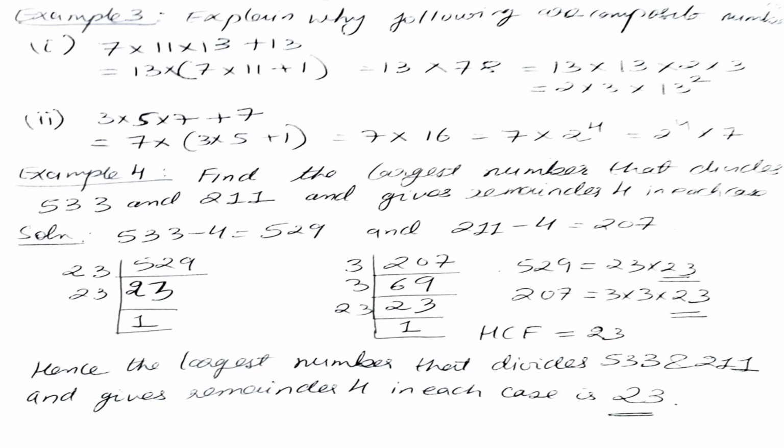Second one is 3 into 5 into 7 plus 7. Again taking out 7 common, we have 7 into 16, which is 7 into 2 raised to 4. So this is also a composite number.